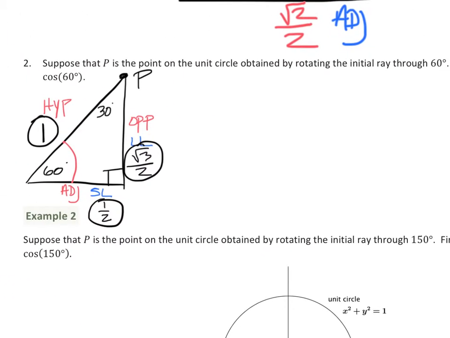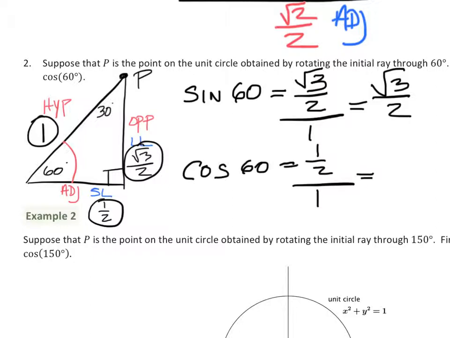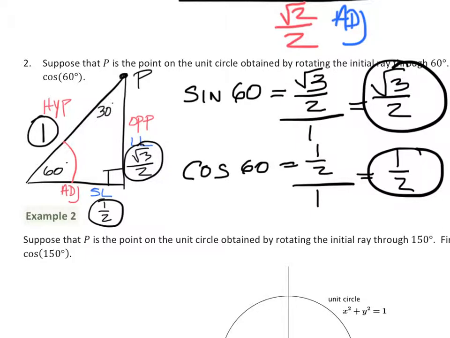So we'll come off to the right here and find sine of 60 degrees. And that's going to be opposite, which is square root of 3 over 2 over 1. And it just simplifies to square root of 3 over 2. And for cosine 60, you'll have the adjacent, which is 1/2, over the hypotenuse 1, and that simplifies to 1/2. And by default, we have found the coordinates for point P. That means we went from the center of the circle over to the right 1/2, and then up square root of 3 over 2.